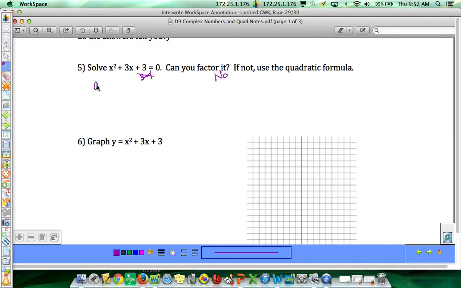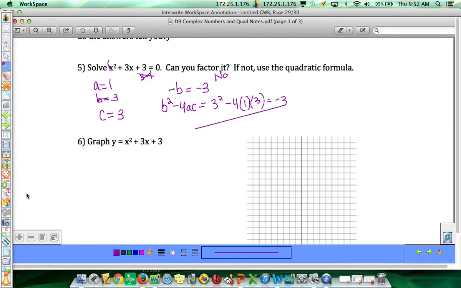So quadratic formula, find your a. A would be positive 1. B is positive 3. C is positive 3. So if I use my three musketeers, negative b would equal negative 3. b squared minus 4ac would equal 3 squared minus 4 times 1 times 3. So if you calculate that number out, 9 minus 12 would equal negative 3. And last we have 2a, that's the other musketeer. 2 times 1 is 2.